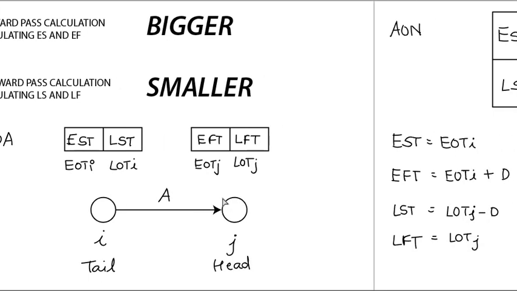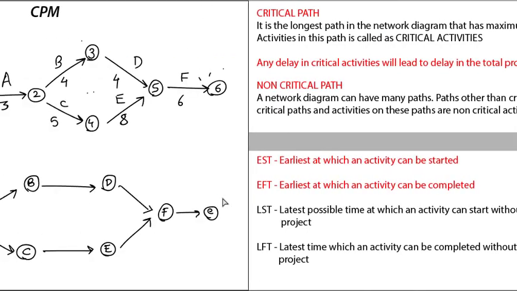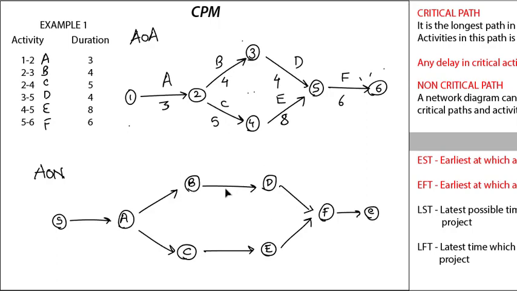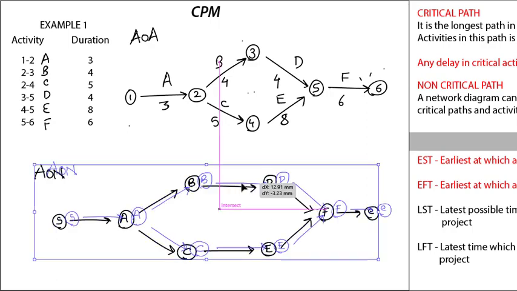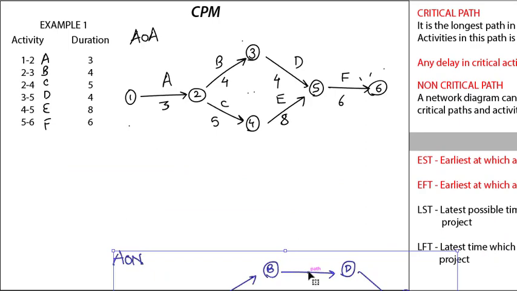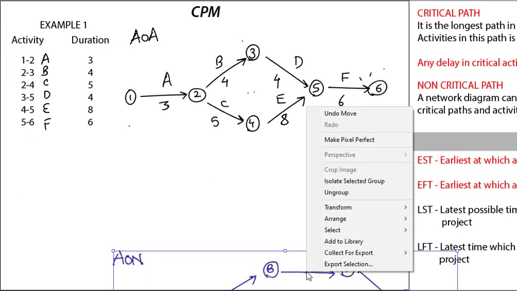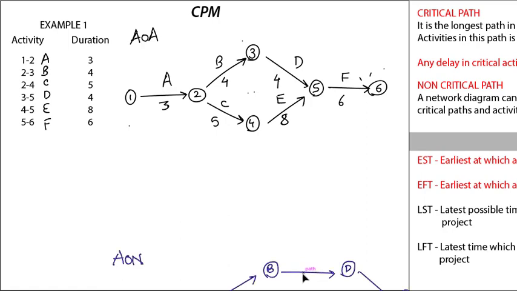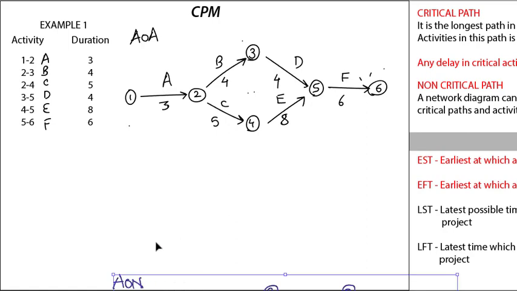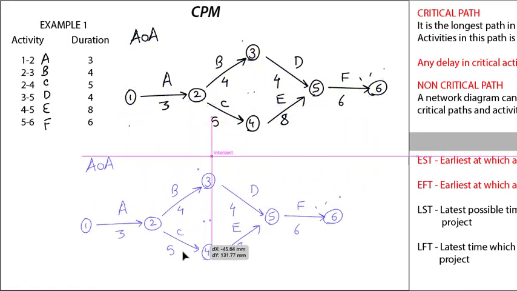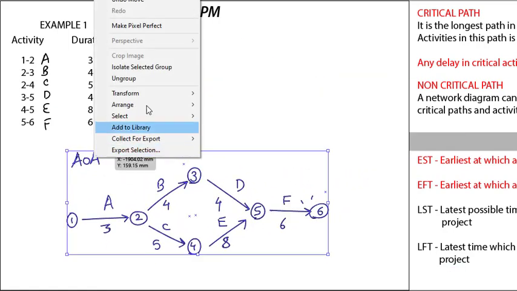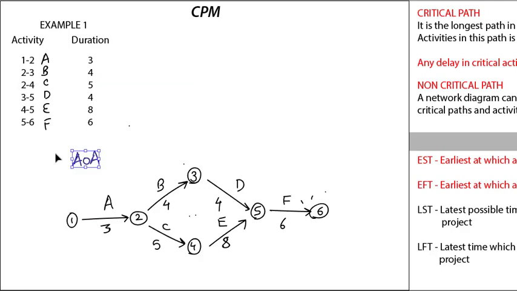Now let's solve an example. Once we solve it, you will understand. Let me keep this aside. And here we go. So this is an activity on arrow diagram. Let me ungroup this, delete it.